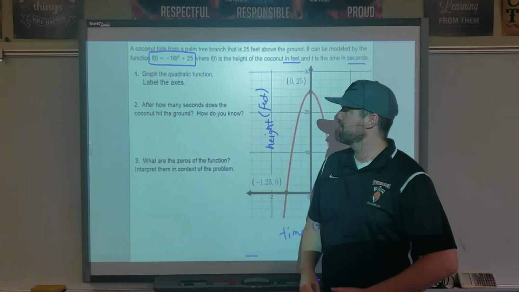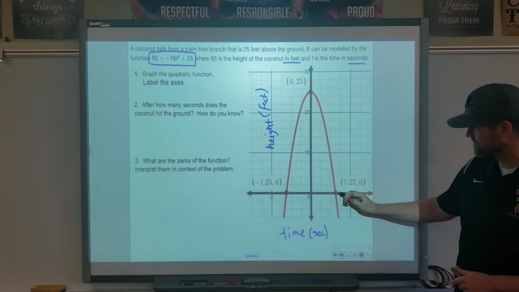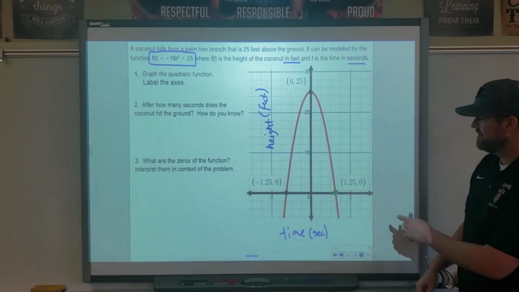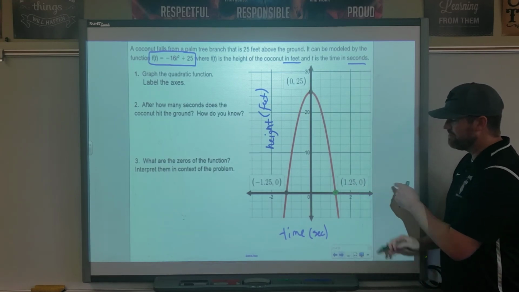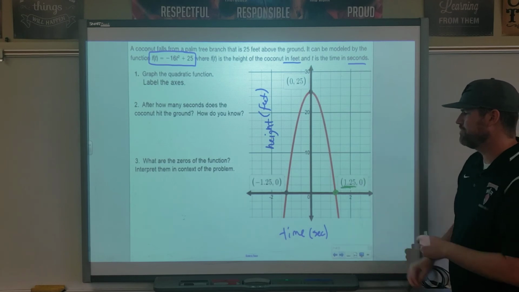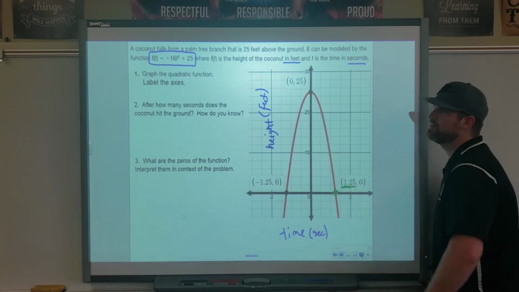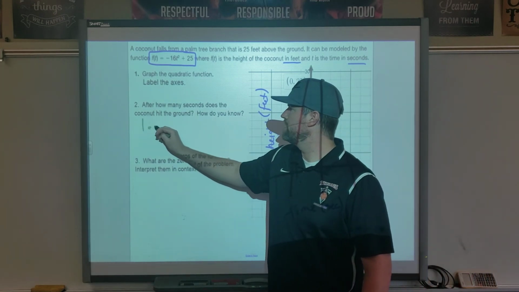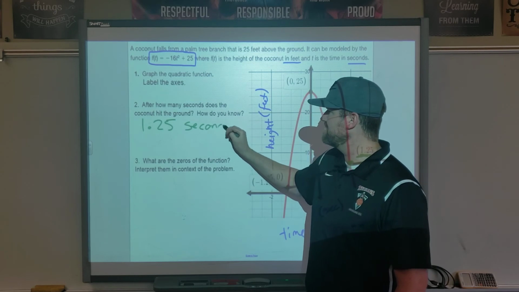After how many seconds does a coconut hit the ground? Well, we go to where the coconut hits the ground, which is at the x-intercept at a height of 0. So when it reached a height of 0, how long did that take? Well, an x value of 1.25 represents the time of 1.25. So it took 1.25 seconds.